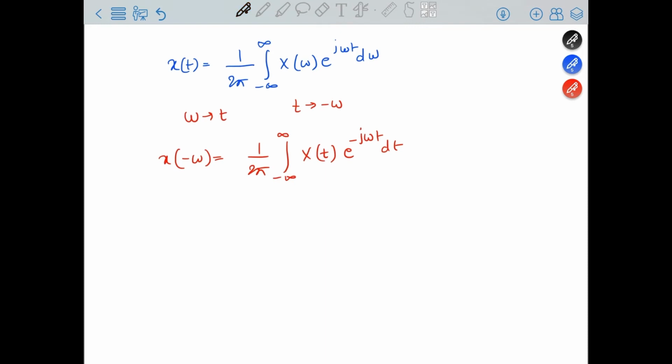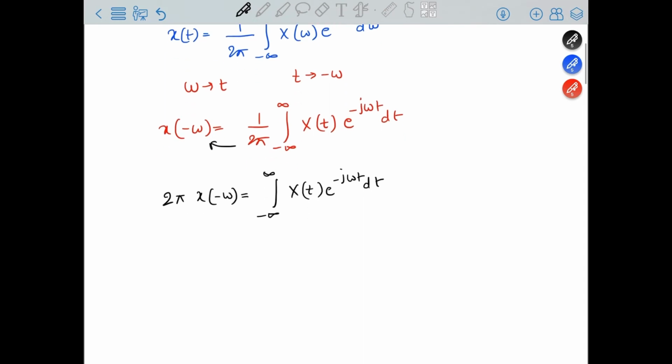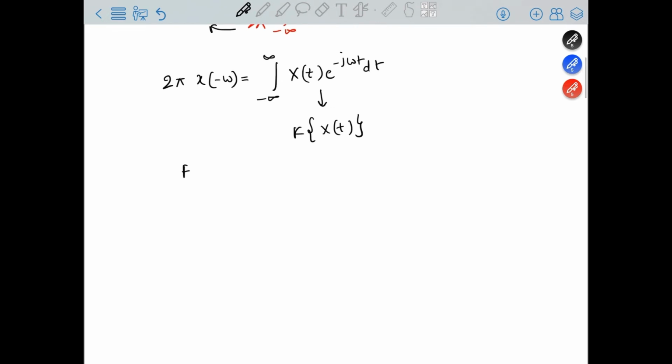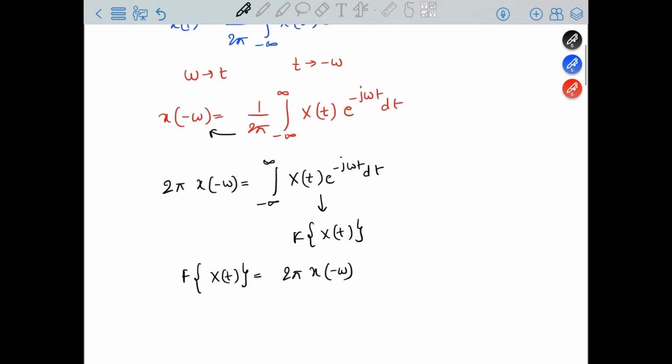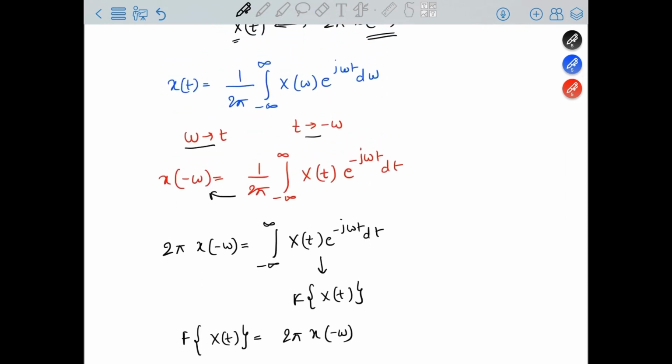Now we'll move this 2 pi factor to the left hand side. We get 2 pi x(minus omega) equal to the integral from minus infinity to infinity of X(t) e raised to the power minus j omega t dt. As you can see, the right hand side is the form for the Fourier transform of X(t). So finally we are getting that the Fourier transform of capital X(t) is equal to 2 pi x(minus omega). By replacing t with minus omega and omega with t, we get this expression of duality.